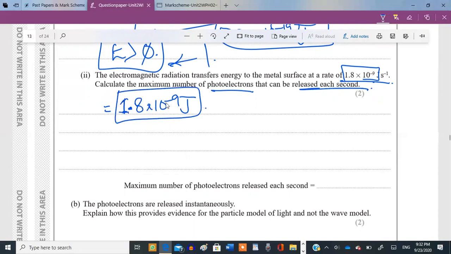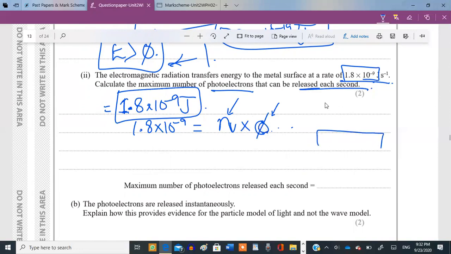This is the total energy, right? This is the total energy of the emitted electrons. It is going to equal the number of electrons multiplied by the work function energy. What was the formula? E is equal to hf. But you don't need that here. This is the total energy which you are providing, and they are asking you to calculate the maximum number of photoelectrons that can be emitted. So the total energy is going to be the number of electrons multiplied by the minimum energy required for them to be released, right?